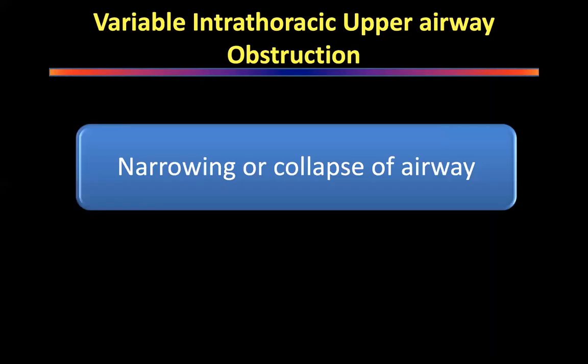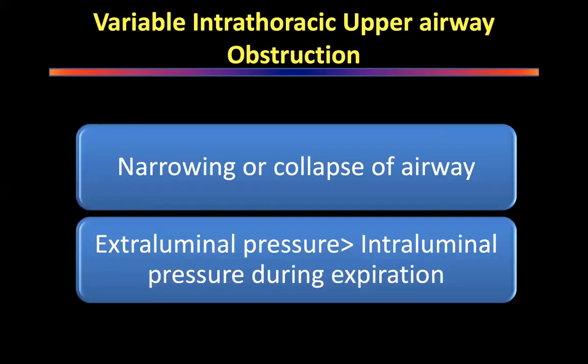So what happens is there's narrowing and collapse of the airway. So the extraluminal pressure is more than the intraluminal pressure during expiration. So inspiration peak goes down, but it is really the expiration that gets affected, because the negative pressure in the chest pushes against the airway. And so the extraluminal pressure becomes more than the intraluminal pressure. Hence you get this concave appearance on the slope of the curve.